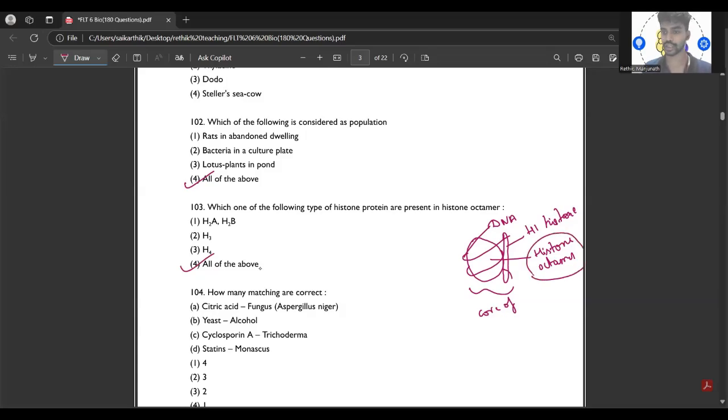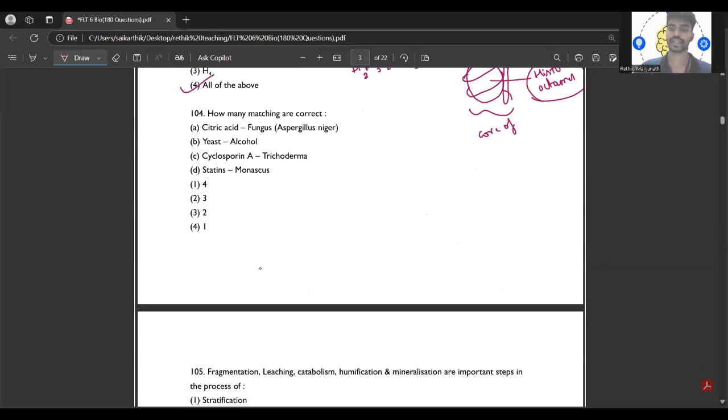So this histone octamer that you are seeing, it actually contains H2A, then H2B, H3, and also H4. Next one, 104. How many matchings are correct? Okay. So how many matchings are correct here? Citric acid, fungus, yeast, alcohol, cyclosporin A, that is trichoderma. Is it correct? Yes, that is fungi, right? Then statins, which is again actually correct. So now, according to that, one of four, I can say that is the first. All the four are correct.